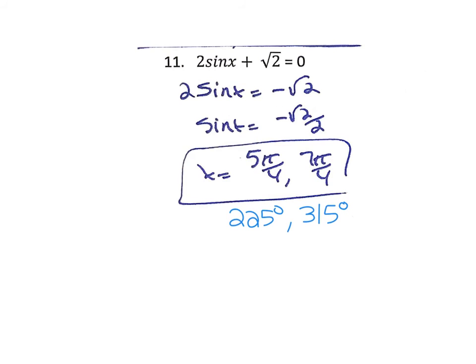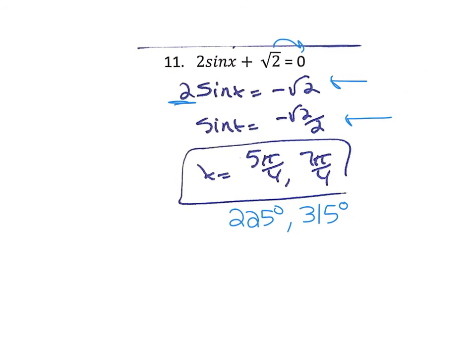All right, number 11. 11 is actually easier than the last one, but it just has a sine in it, so I'm going to isolate the sine x function. So what I do first, I'm moving the square root of 2 over. That's what happened here. Give me negative square root of 2. I still have this 2 in the front, so I divide both sides by that 2. It gives me negative square root of 2 over 2, which looks so familiar to you.